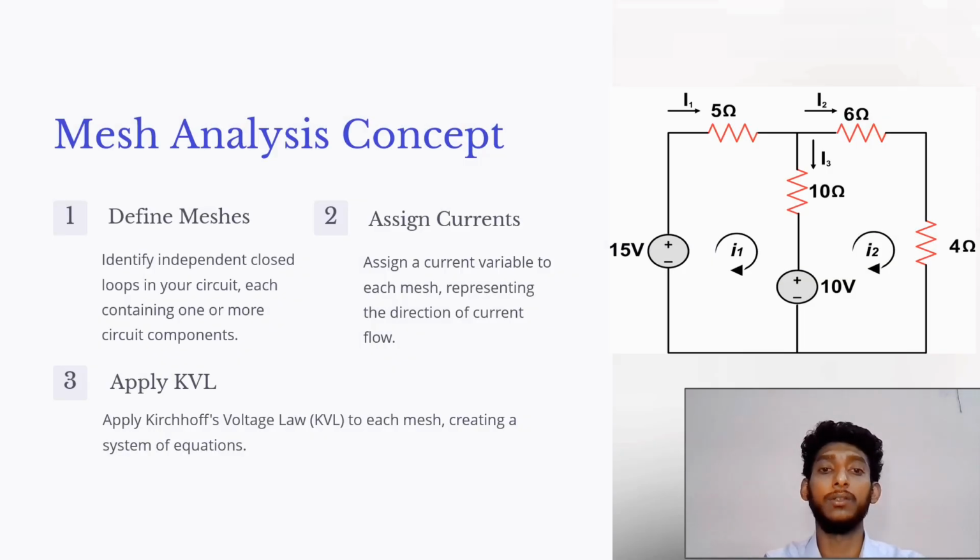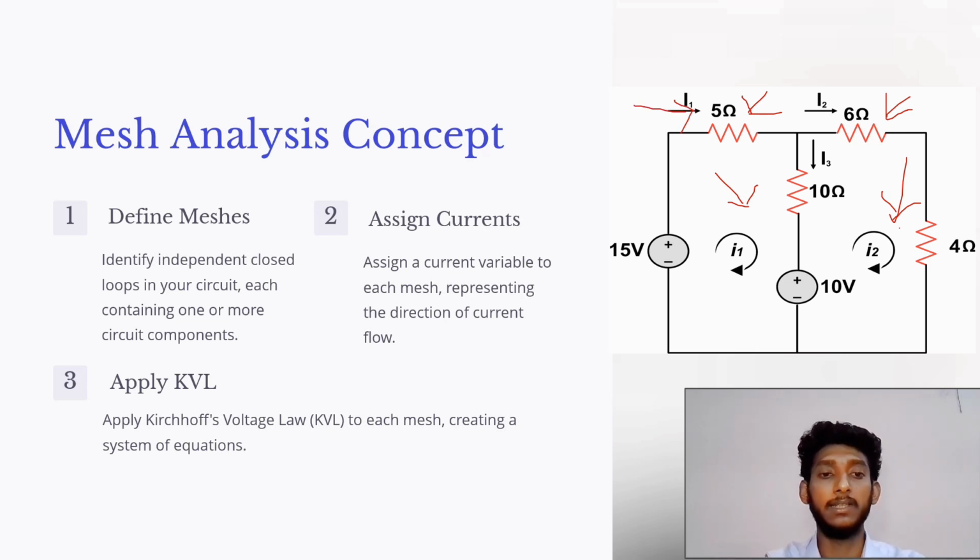Third one is the mesh analysis concept. The first thing is we need to identify the meshes. Identify independent closed loops in your circuit, each containing one or more circuit components. If we look at the picture, we see that this is loop 1 and this is loop 2, and these are resistors which are components. Secondly, assign currents. Assign a current variable to each mesh representing the direction of current flow. Here is the direction of current flow.